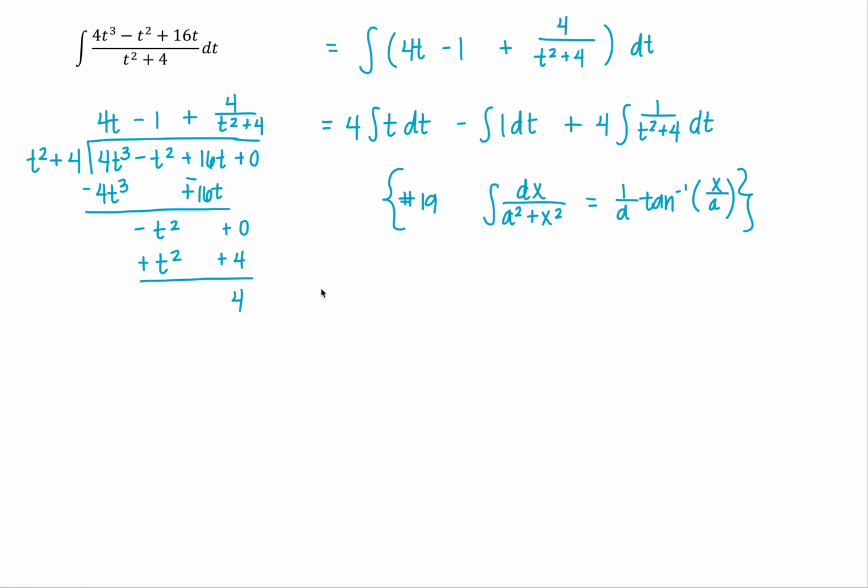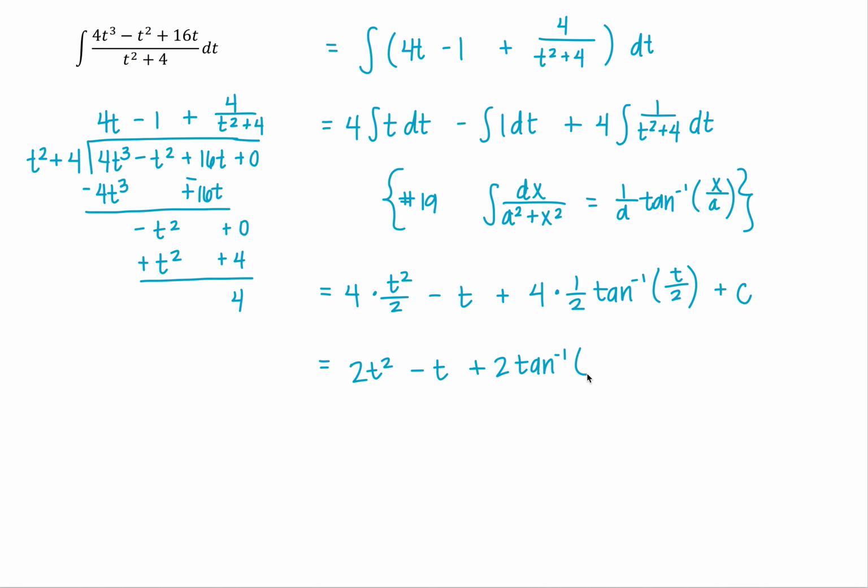So let's go ahead and integrate. We've got 4 times t squared over 2 for the first one, minus t in the middle. Then we have 4 on the outside. Using this formula, I've got 1/2 times the inverse tangent of, not x, but t over 2, plus c. So if I clean this up just a little bit, getting rid of the denominators, I'm left with 2t squared minus t plus 2, times the inverse tangent of t over 2 plus c.